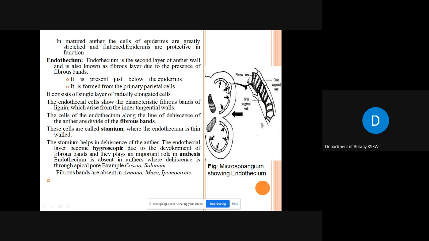The endothecial layer becomes hygroscopic due to the development of fibrous bands, and it plays an important role in anther dehiscence, that is, the dehiscence of the anther lobe. Endothecium is absent in anthers where dehiscence is through an apical pore, because there is no need for it.